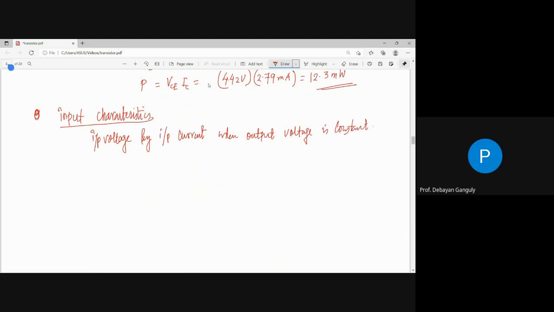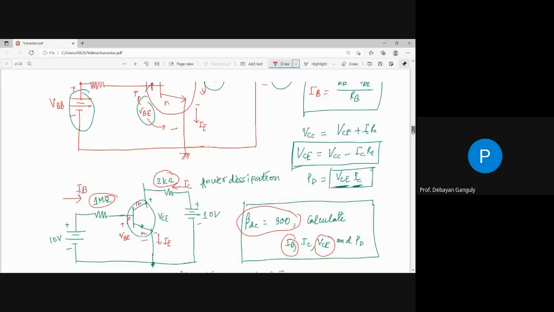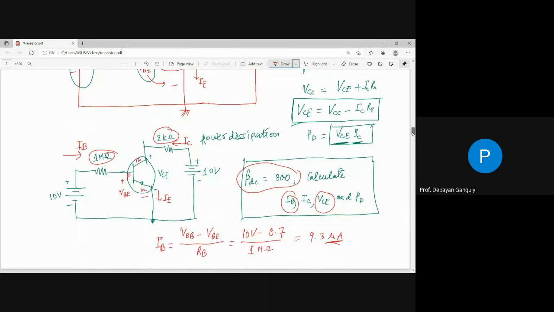So you just see the diagram. What is the input current? What is the input voltage? If you see the diagram, any diagram, the input current is IB, the input voltage is VBE, and the output voltage is VCE.